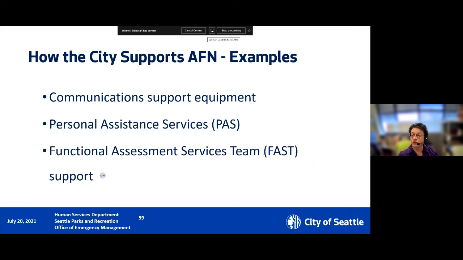And we can call upon a regional resource, a FAST, F-A-S-T, which stands for Functional Assessment Services Team. So this is a team of multidisciplinary professionals, behavioral health specialists, case managers, other professionals who can work in shelters to assess functional needs and source needed resources. While they don't provide direct personal care services, they are able to help identify and address individual needs, working in conjunction with shelter staff. This is a regional resource that we can call upon, and we share this with other counties in the region.